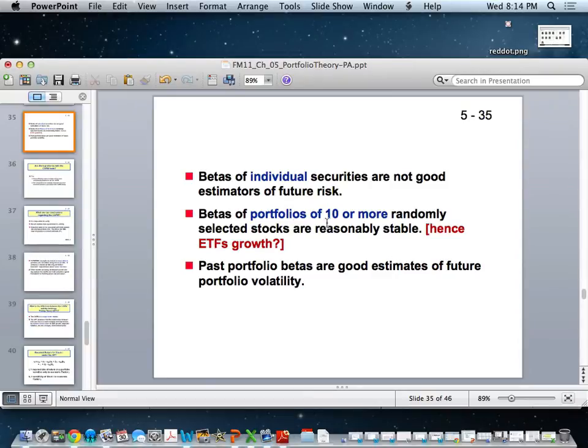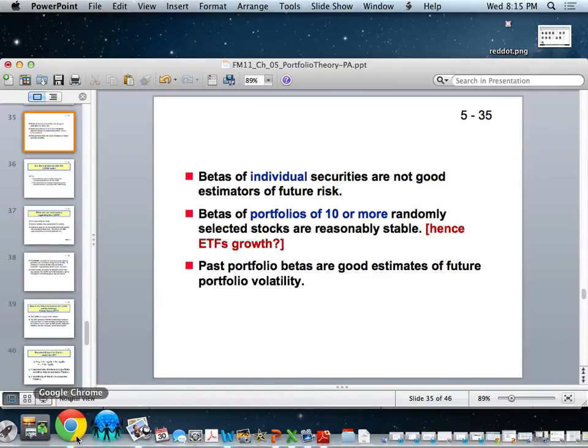However, betas of portfolios of 10 or more randomly selected stocks are reasonably stable. There's a lot of research done on that. Look at that, guys. Hence ETF growth. ETFs have exploded, from 10 assets in 1998 to 30 in 2000 to 200, and now you guys update me with the numbers. As you know, I've written the ETF papers, but I'm also losing track of how many ETFs there are. Past portfolio betas are good estimates of future portfolio volatility.